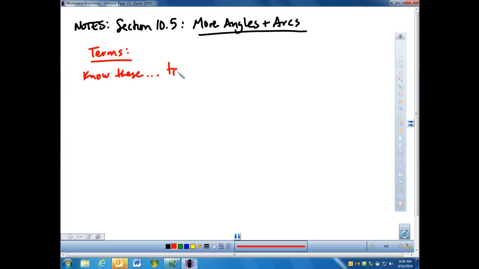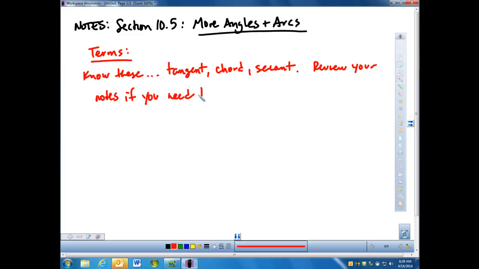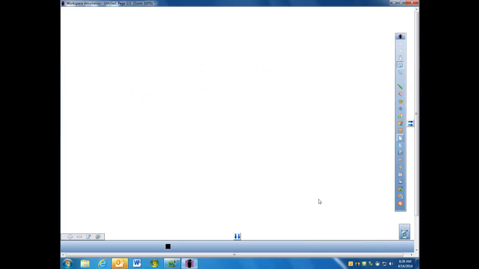So remember, we're looking at three different types of T's this chapter: terms, theorems, and test questions. And there are no new terms. Just be very familiar with tangents, chords, and secants. I think we've talked about those enough times now. You should know them, but if you have to review your notes, please do so. Tangents, chords, and secants. So let's use these now in a number of theorems, all of which are pretty important, and I'm sure you will see on upcoming quizzes and tests.